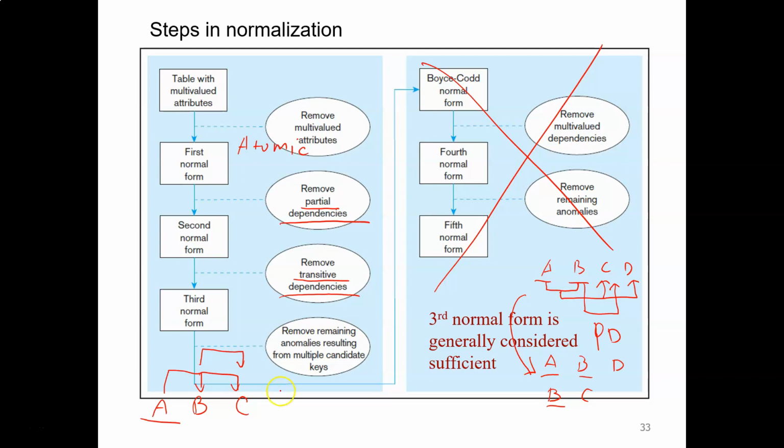So in this case, what you're going to do is you're going to decompose this table into two tables. A determines B, and then B determines C. So now this table is in the third normal form.